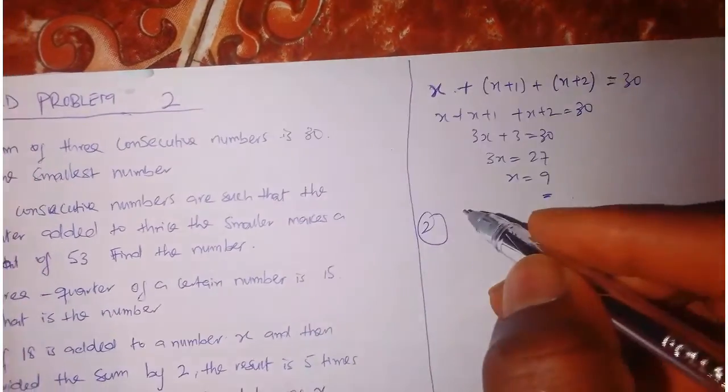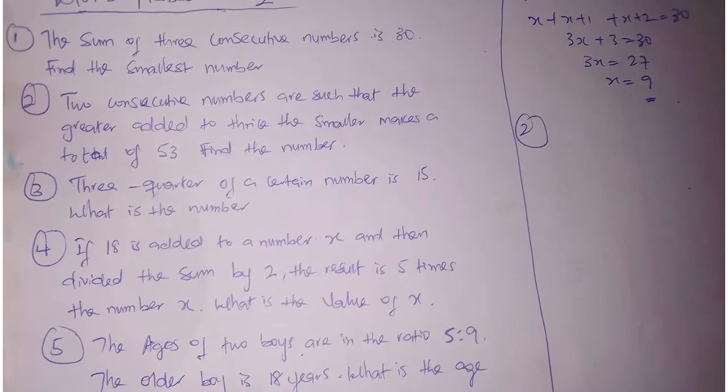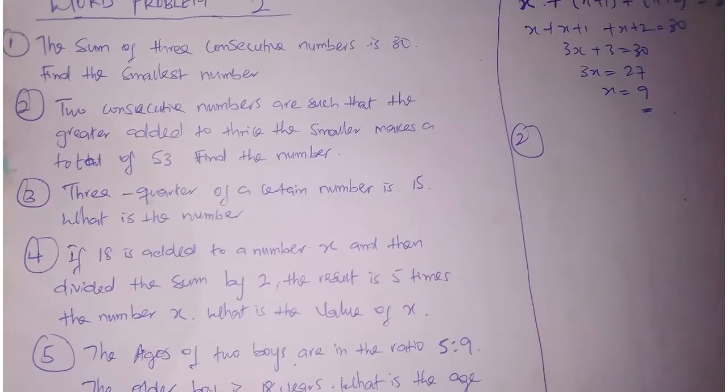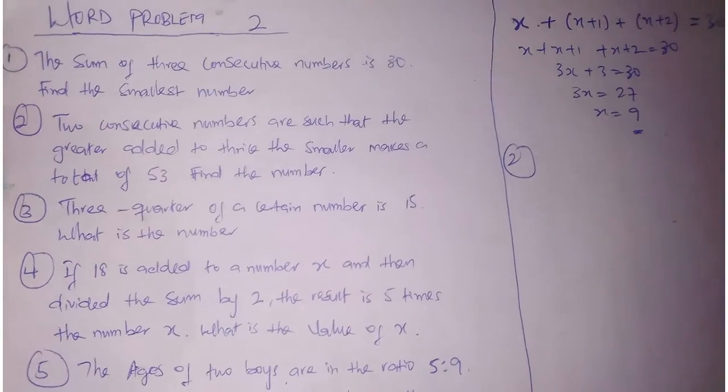Question number two says: two consecutive numbers are such that the greater added to thrice the smaller makes a total of 53. Find the two consecutive numbers.